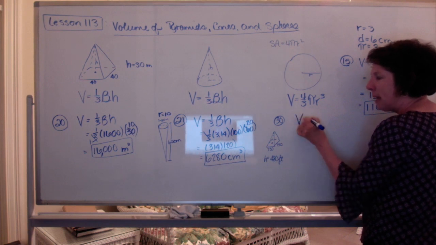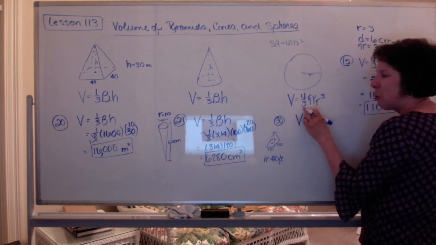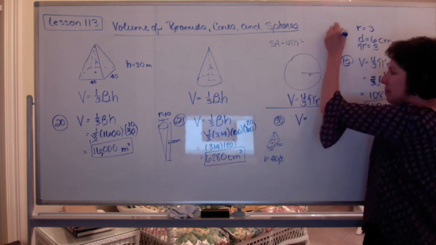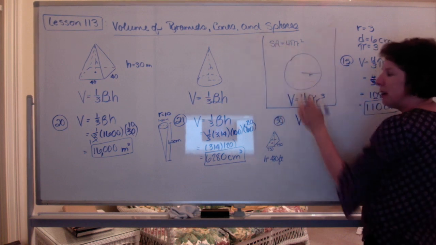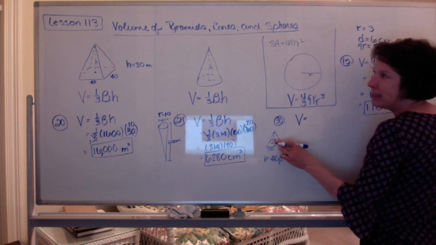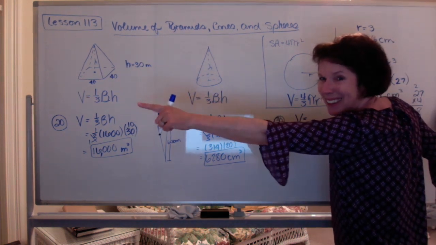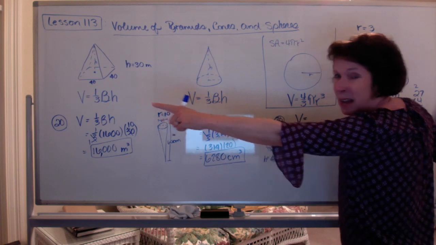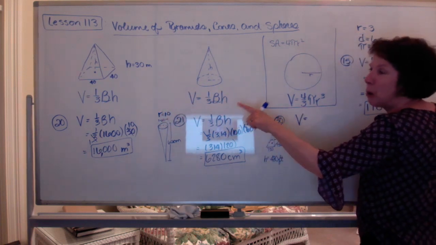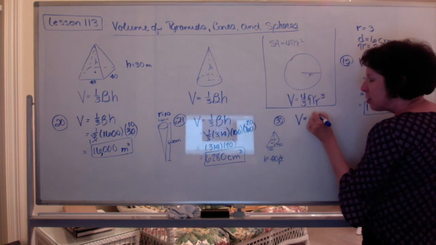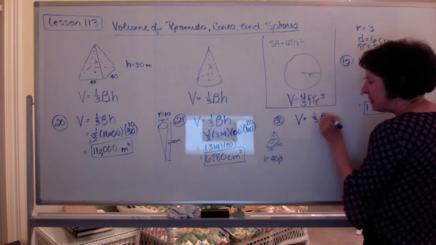Well, volume equals 4/3 pi r cubed. That's for your sphere. This is a pyramid. So let's go back to the very first one over there. It's 1/3 area base times height, okay? 1/3 base times height, and it's just like the cone one. You only had 2 new formulas today. So it's 1/3 area base times height.